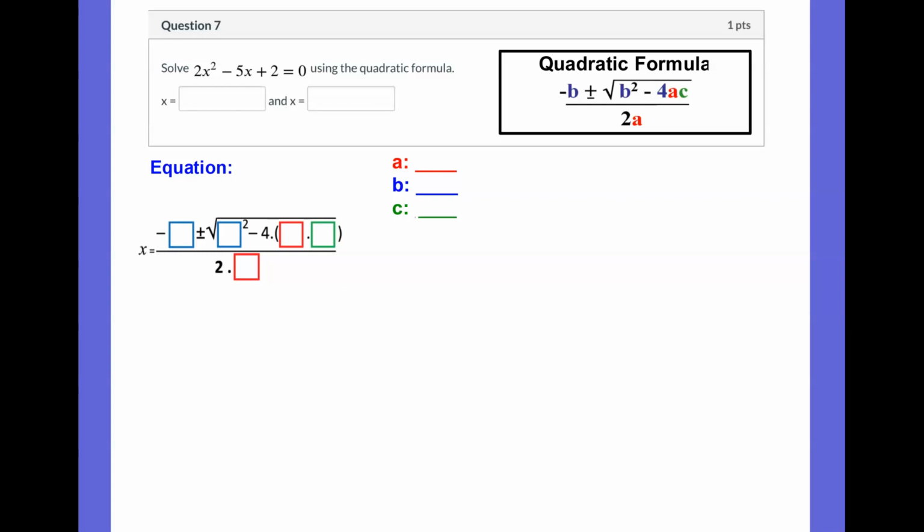For this one, I will let you go ahead and use the example we did on the previous problem to solve your equation. So this equation is already equal to 0. So all you need to do is find A, B, and C. So A, B is negative 5, and C is 2. So you're going to plug in, and you're going to do the math to solve for x.